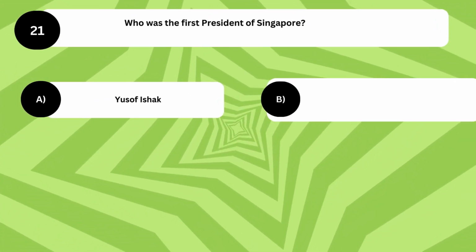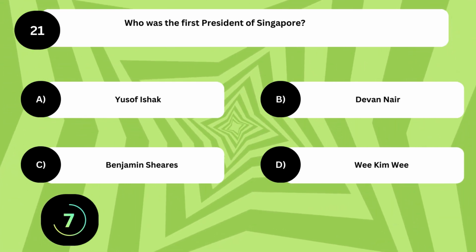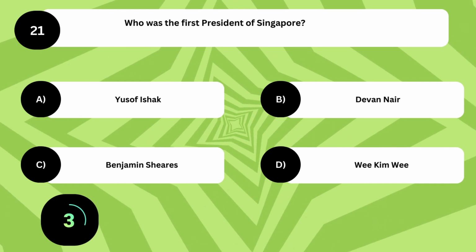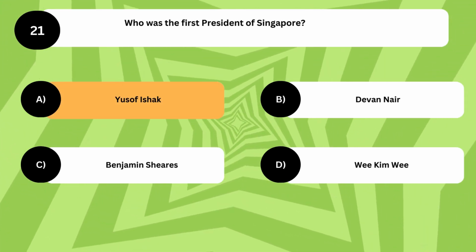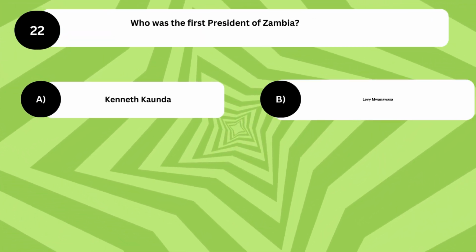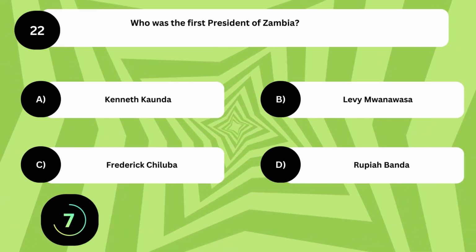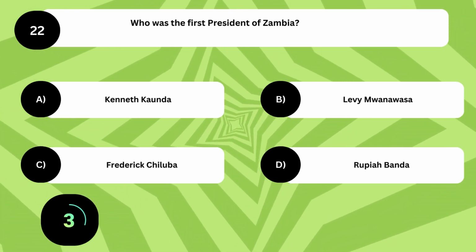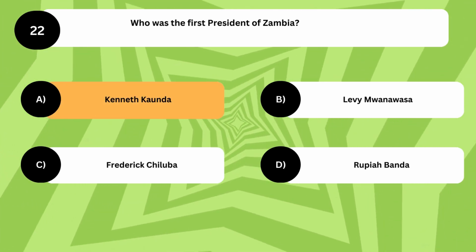Who was the first president of Singapore? The answer is Yusof Ishak. Who was the first president of Zambia? The answer is Kenneth Kaunda.